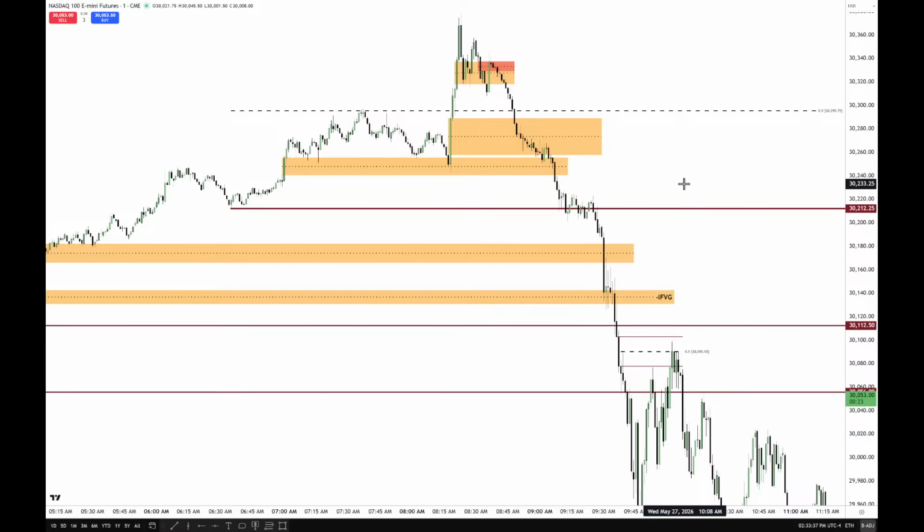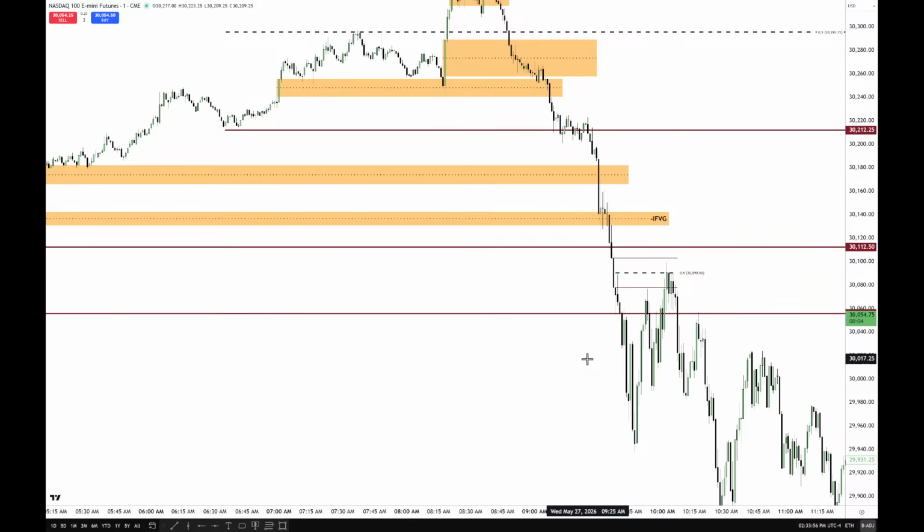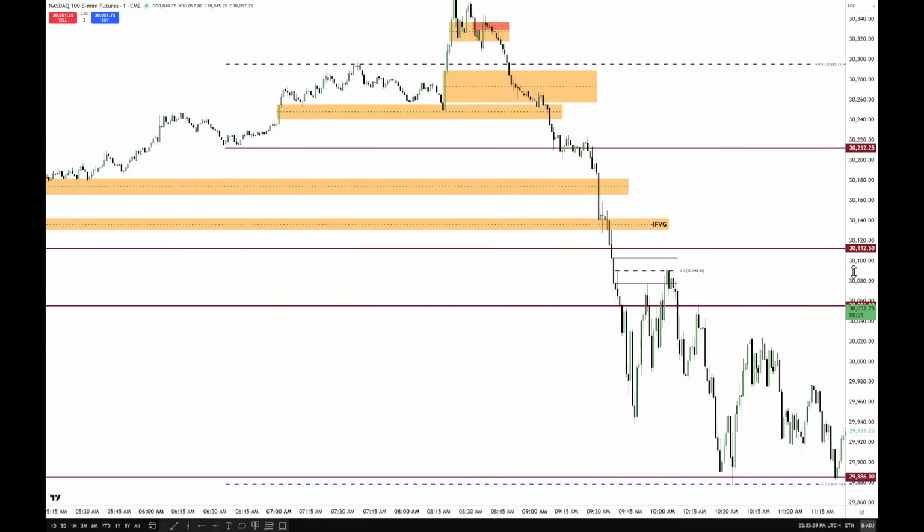So the idea of anticipating a PM session sell off, I was affording myself the luxury of being able to capitalize on that. Okay. And I was going to tape read that with you today. But the market being what it is, it felt inclined to just go through everything like a freight train and trade all the way down to the target.